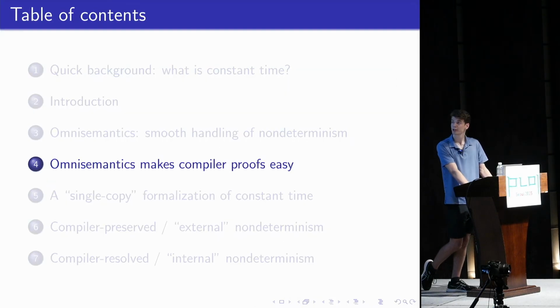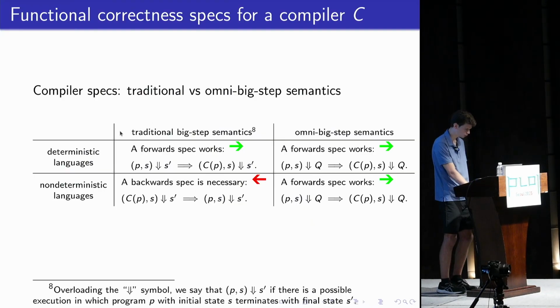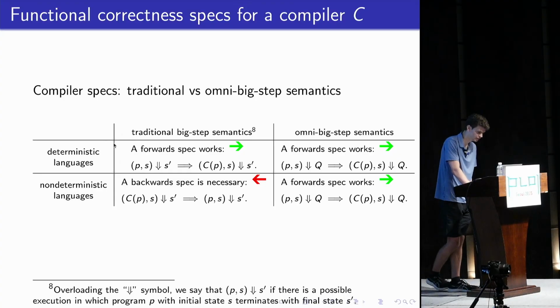And so why am I talking about omnisemantics? Well, the reason we care about it here is that it makes compiler proofs easy, as the slide says. So I'll begin by reviewing the case for deterministic languages. With traditional big step semantics, we can write a forward spec when the source languages are deterministic. And this just says that if you have a source execution, then you have a corresponding target execution. Going from source to target is why we call this forward.